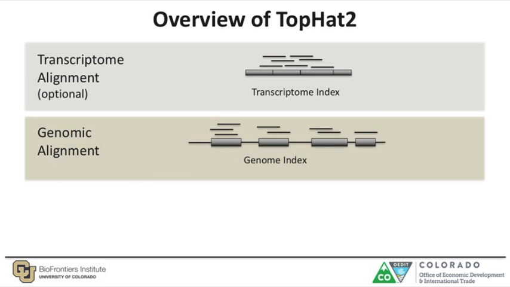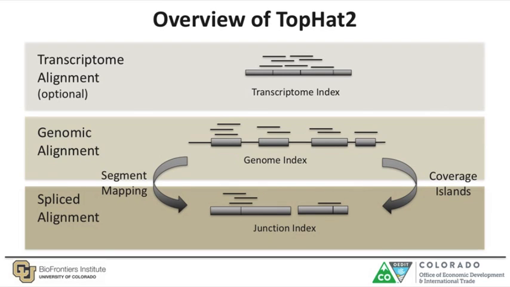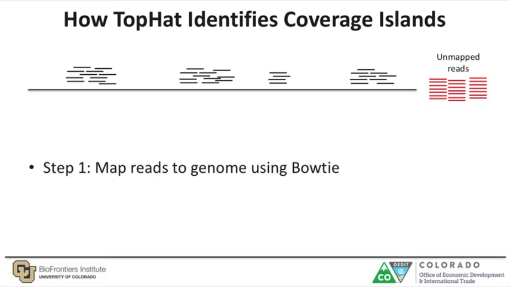The next phase of TopHat is to then map your reads, or any unmapped reads from the previous step, to the reference genome, again using Bowtie. This step will include read segment mapping. Using the genomic alignment results in this step, TopHat will then generate a library of potential splice junctions and will take all remaining unmapped and poorly mapped reads from the previous steps and map them to an index of splice junction sequences. TopHat was originally designed to identify splice junctions via what it calls coverage islands.